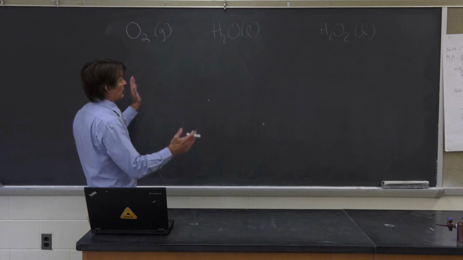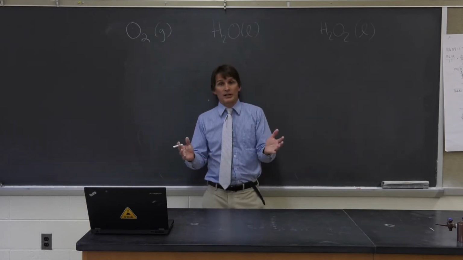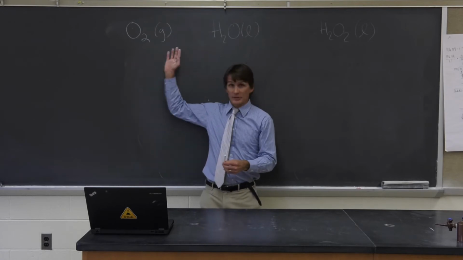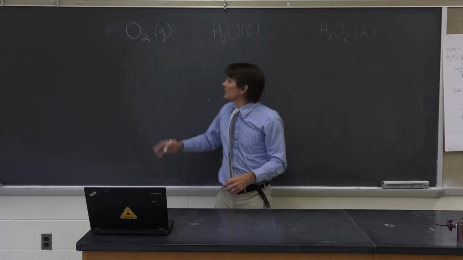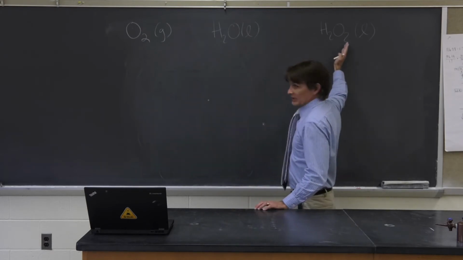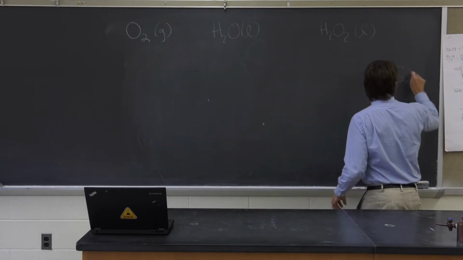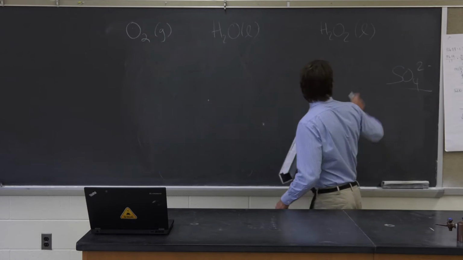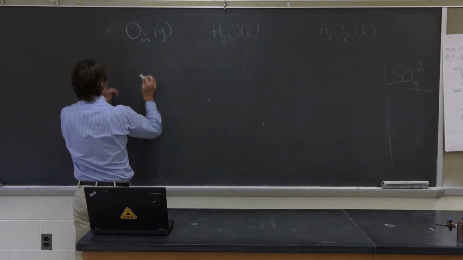Now, fortunately, all of these are neutral compounds. And so when we're done assigning oxidation numbers for all the elements in oxygen, for example, we add them up, it better equal 0. This is rule 1. Same thing for water. Same thing for hydrogen peroxide. We'll do sulfate as well. We'll do that one last. Let's save that one.